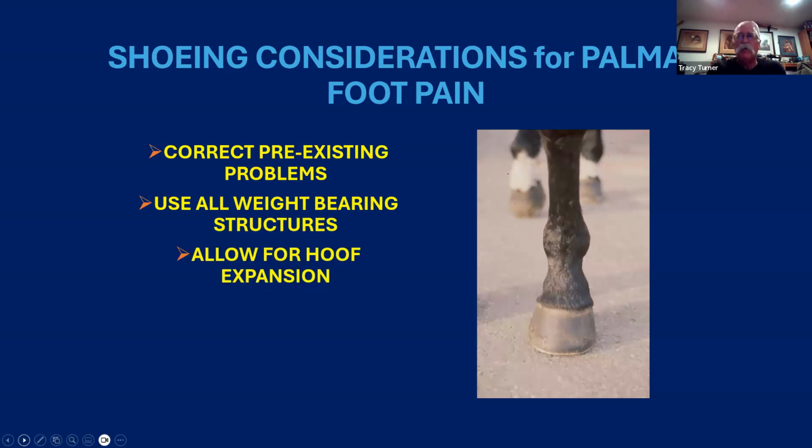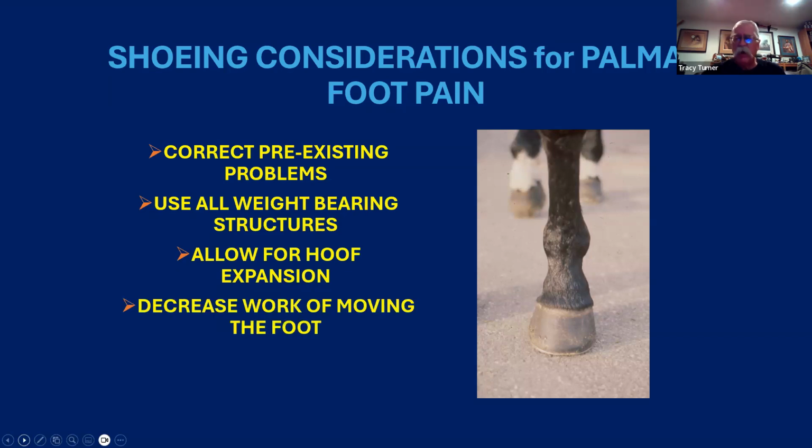But when I can, I use every weight bearing structure, or as many structures as I can. Always try to allow for hoof expansion. That means using fewer nails. Even though they put 8 holes in every shoe, it doesn't mean you need to fill them up. You just need to use what you need to keep the shoe on.